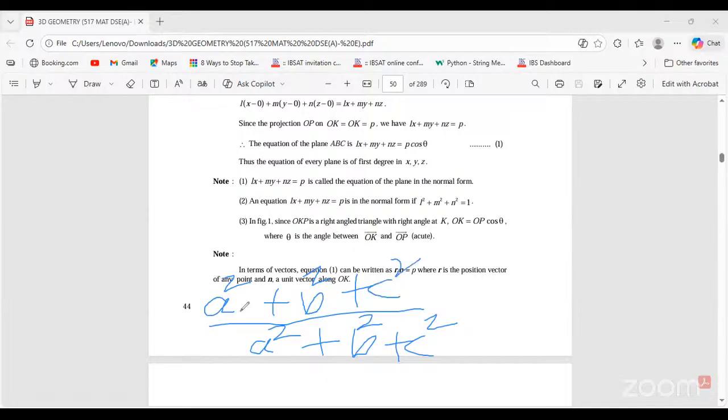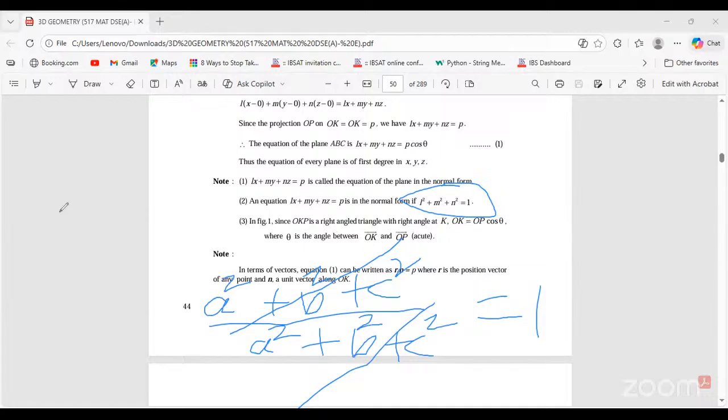Okay, this is L square, a square by this denominator, and M square is b square by the same a square plus b square plus c square, and N square is c square by a square plus b square plus c square. After cancelling, the numerator and denominator are the same, so we get 1, which is the RHS value. After substituting the LHS value, we get the RHS. Therefore, if an equation Lx plus My plus Nz equals P is in the normal form, it satisfies the condition L square plus M square plus N square equals 1.